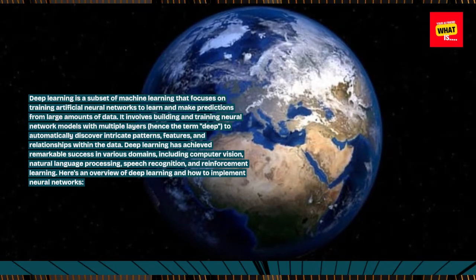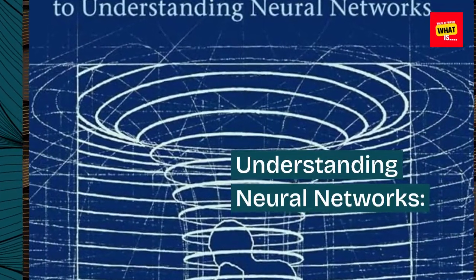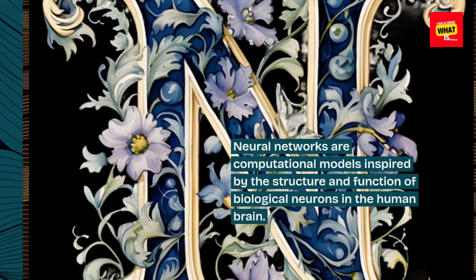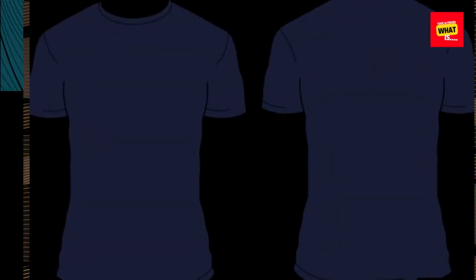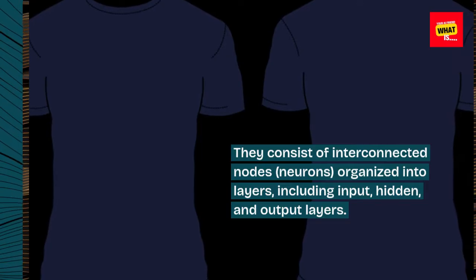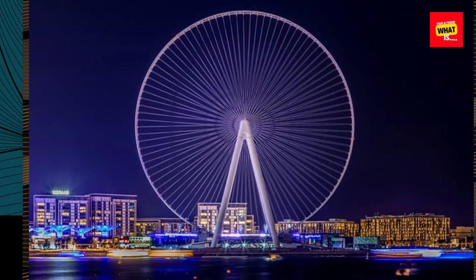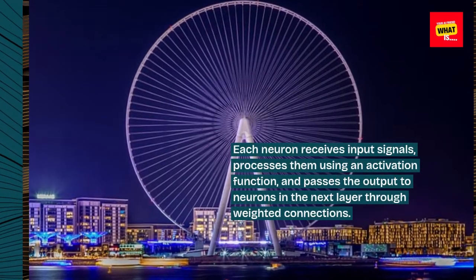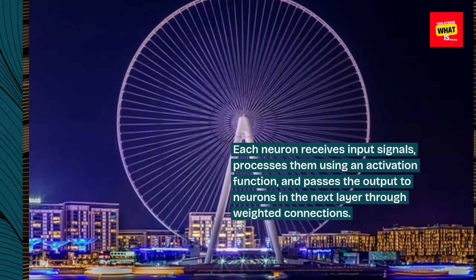Here's an overview of deep learning and how to implement neural networks. Understanding neural networks. Neural networks are computational models inspired by the structure and function of biological neurons in the human brain. They consist of interconnected nodes, neurons, organized into layers, including input, hidden, and output layers. Each neuron receives input signals, processes them using an activation function, and passes the output to neurons in the next layer through weighted connections.